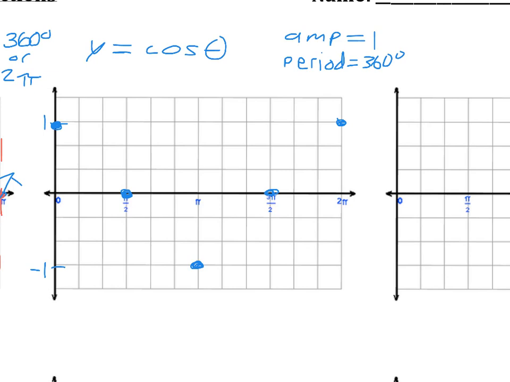Sine and cosine follow the same cycle, just at different times. You could always go top, middle, bottom, middle, top, middle, bottom, middle. They both follow that cycle, just not at the same exact time. So let's make it a smooth wave.